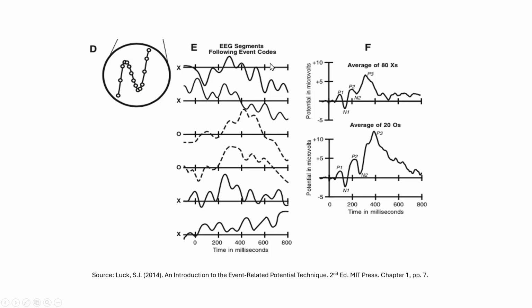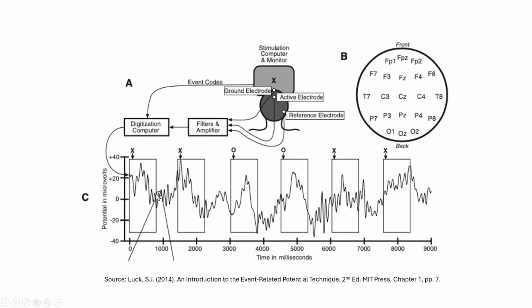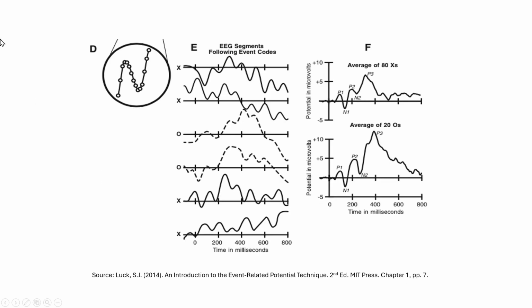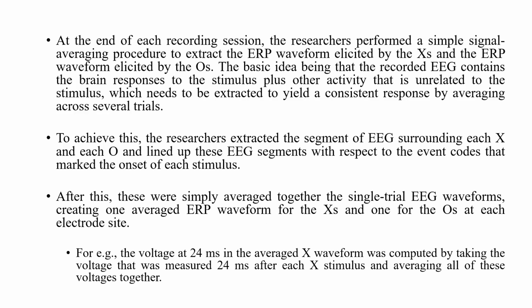Here you can see we have zoomed in on this region of the particular signal, and this is basically how that signal comes across. You can see this is the average of 80 X's and this is the average of 20 O's. You can see that there is a difference in the peaks observed for X's and for O's. Now, at the end of each recording session, the researchers performed a simple signal averaging procedure to extract the ERP waveform elicited by the X's and the ERP waveform elicited by the O's.